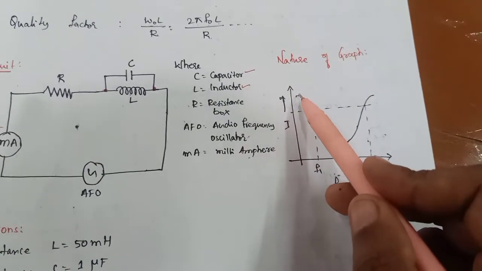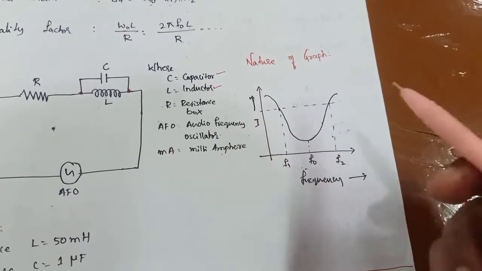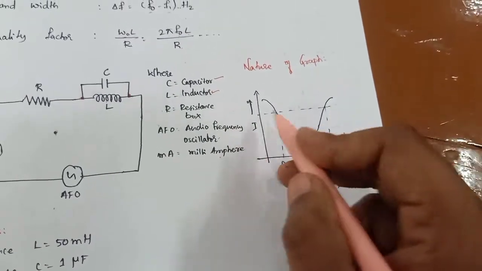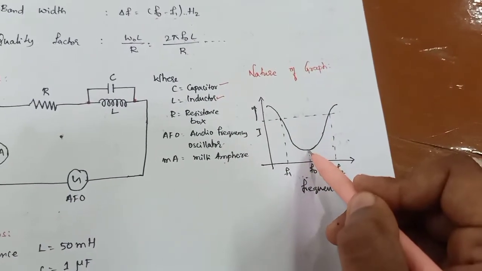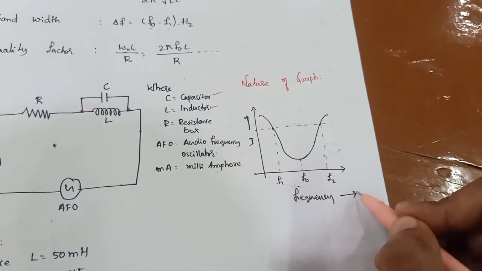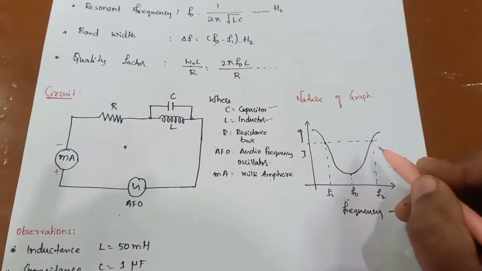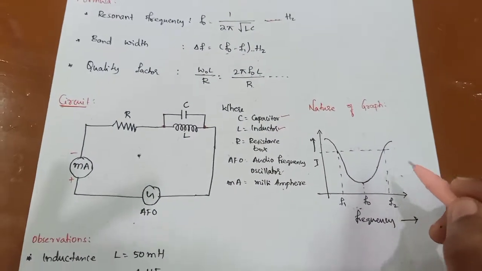The nature of the graph is as shown here. When the frequency is very low, the current will be high. By gradually increasing the frequency, at one point the current becomes minimum, and by increasing the frequency again, the current increases. It will be determined experimentally. I will show you how this comes.